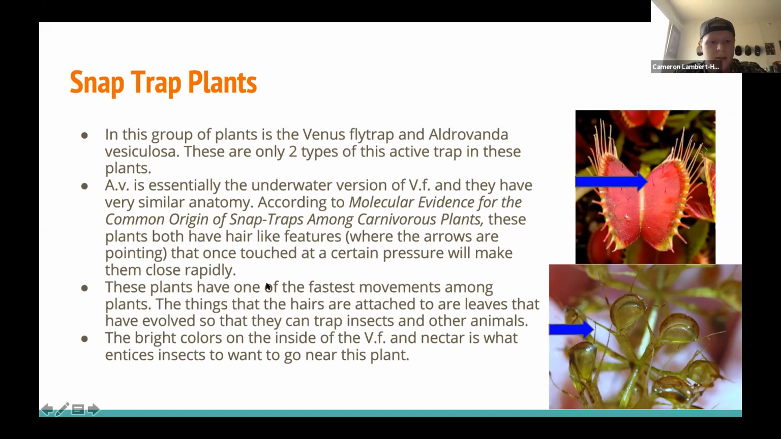These plants are the fastest moving plants ever. There hasn't been a study showing that there are any faster plants than snap traps. Snap trap plants are very quick in that once the snap is triggered, it's milliseconds of closure. The bright colors on the inside of the Venus flytraps are what mainly attract insects or animals to try to eat the nectar from the insides. And then once the hairs are triggered, it shuts.